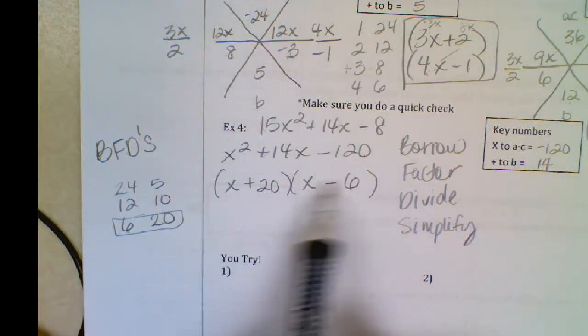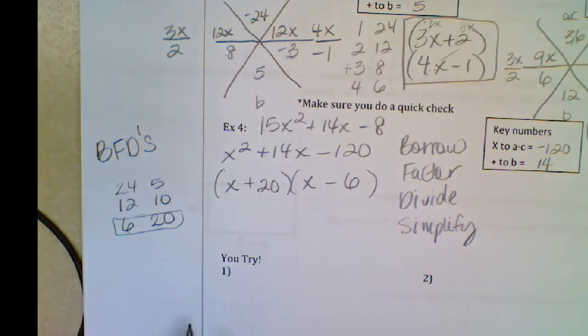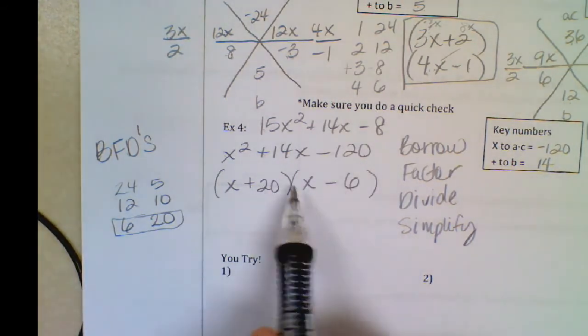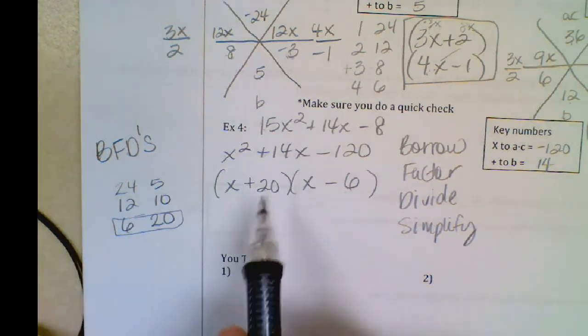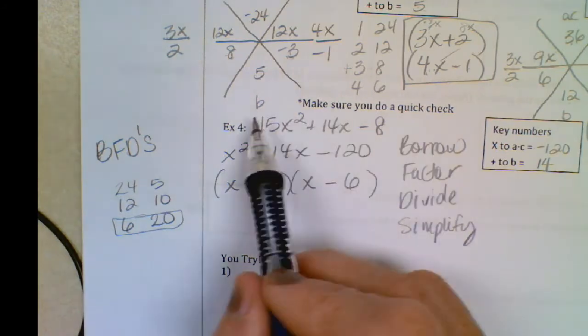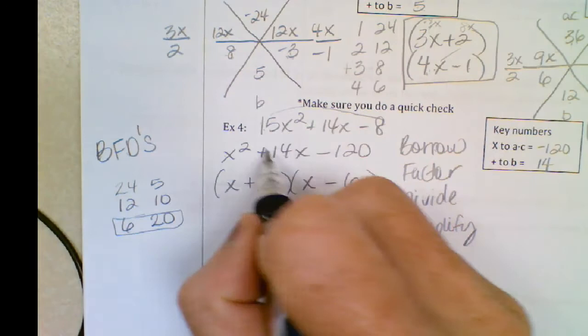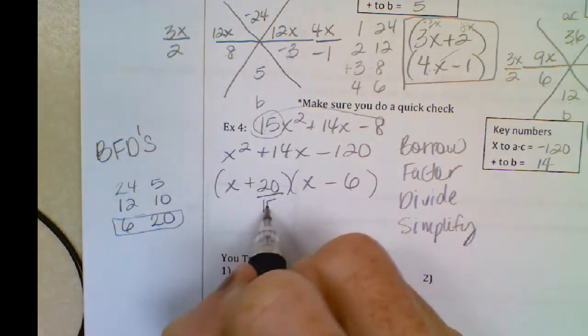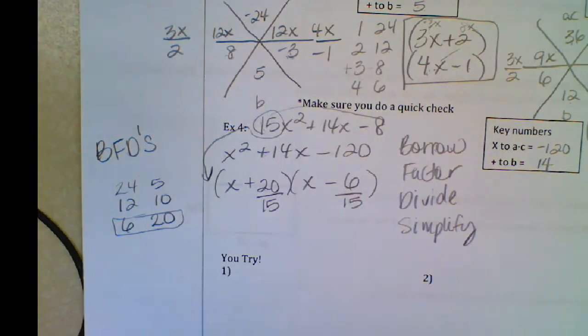So double check that. 20 minus 6 is 14. 20 times negative 6 is negative 120. You always want to check that your two numbers add to the middle and multiply to the third term. Okay, so now once you borrow something, you always need to give it back. So at the very beginning, we borrowed this 15 and gave it to the 8. So now that 15 needs to come back and be divided back out. We need to undo what we did.